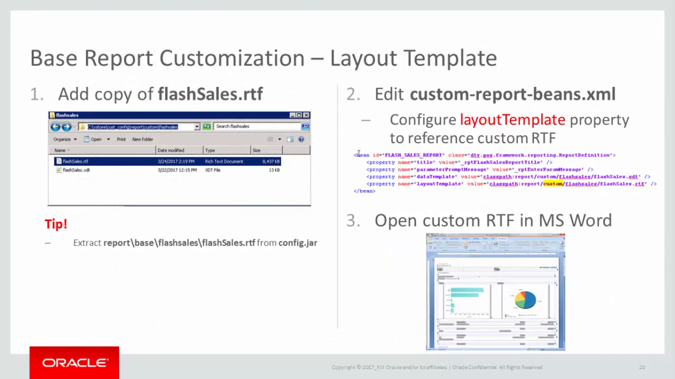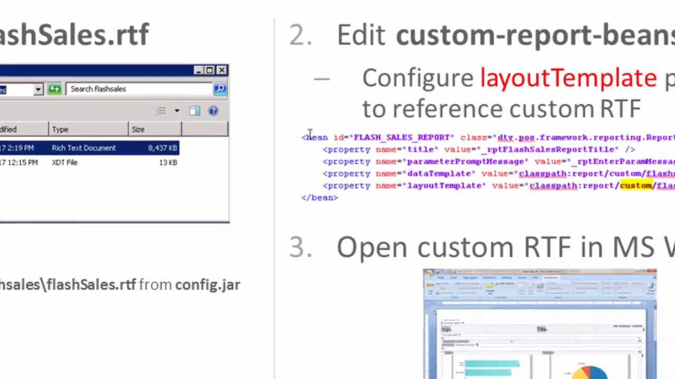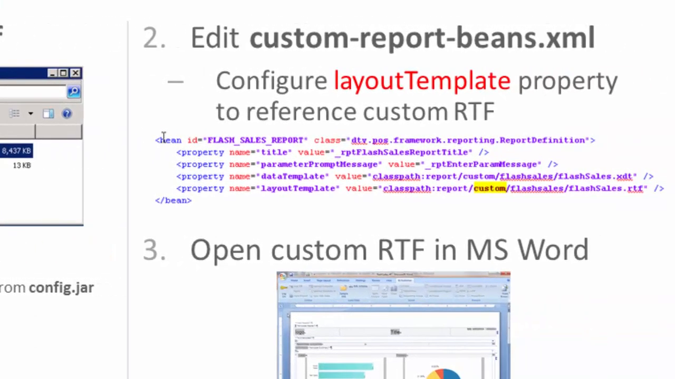In the final customization, we will override the base Flash Sales RTF by adding a new column for the average sales amount, now available thanks to the previous customization. Just as we did for the report's XDT file in step 1, we'll leave the base RTF file alone and place a copy of the base RTF file in the same cust config folder where we placed the XDT file. For step 2, let's make a final edit to the custom report beans.xml file so that it references the custom RTF instead of the base RTF file.